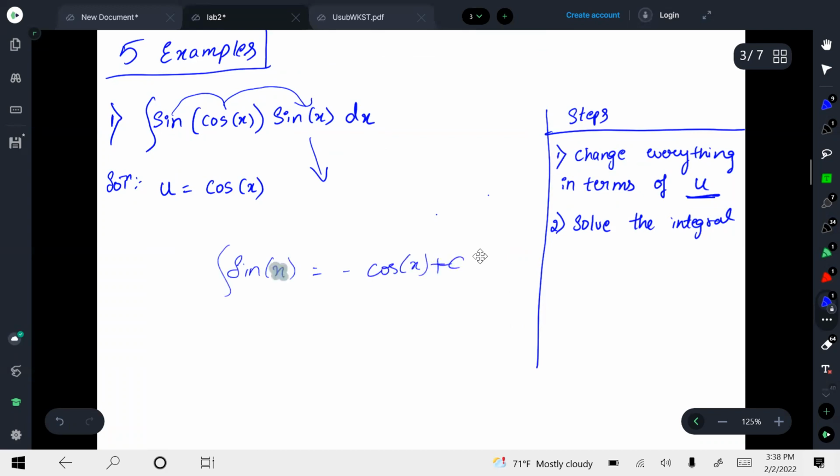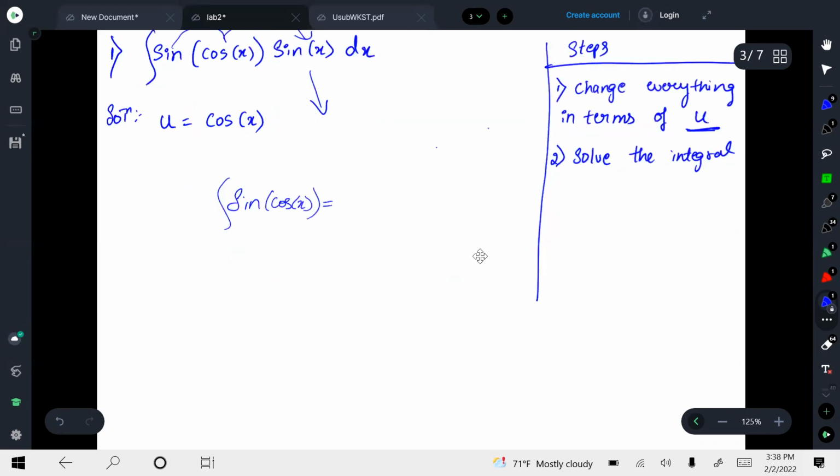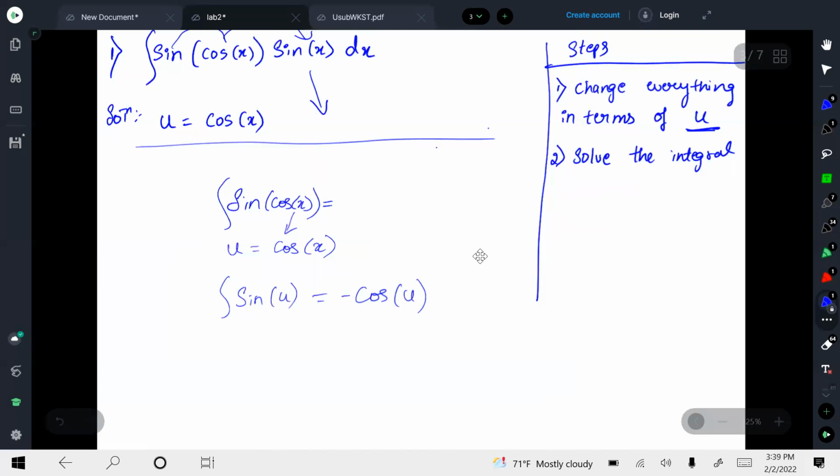What if, instead of x, I have cos of x? Right? So what do you do when you have this type of problem? We use U substitution. So let me do this simple example. I will substitute this as U, a single term. Then my integral will change to sine of U. Now do the integration. That becomes minus cos of U, right? Plus C.